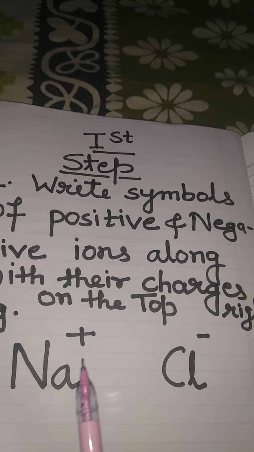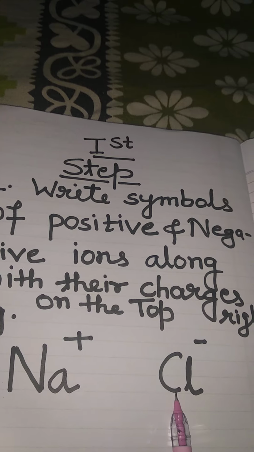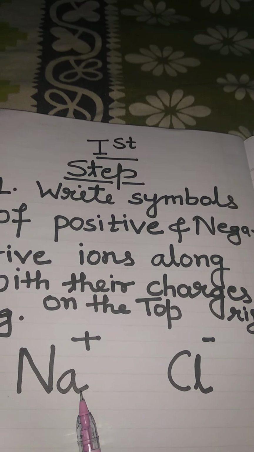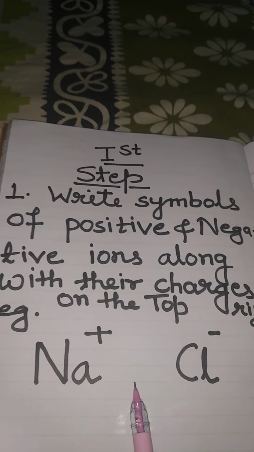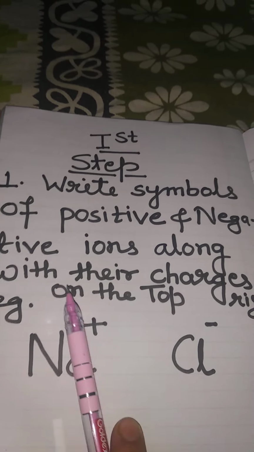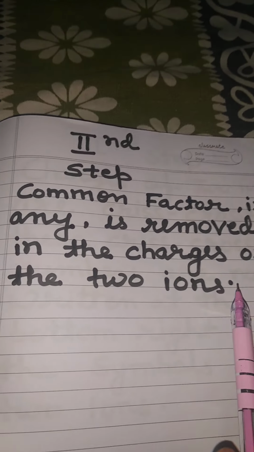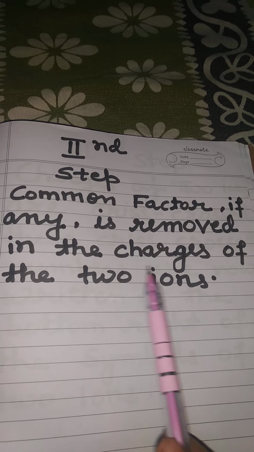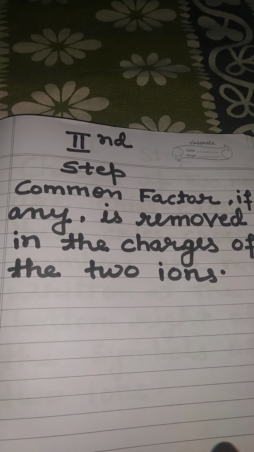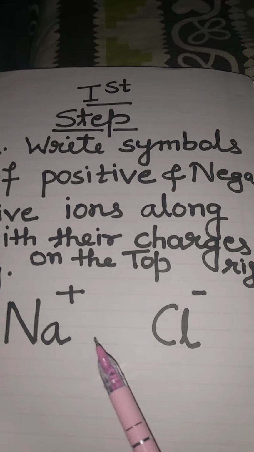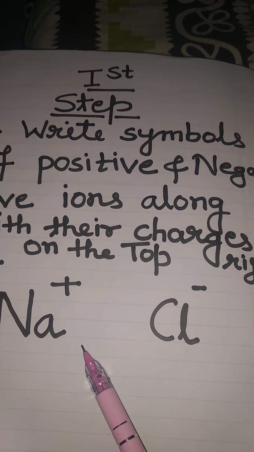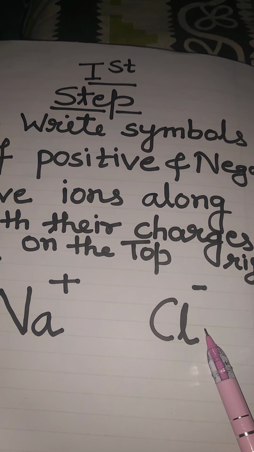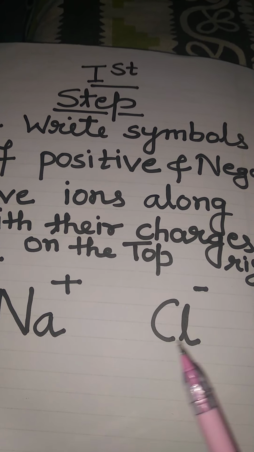Sodium contains one positive charge and Cl contains one negative charge. So we will write the ion symbol here. This is the first step. Second step, common factor, if any, is removed in the charges of the two ions. Both elements contain the same charge, one positive and one negative, so we will remove one.